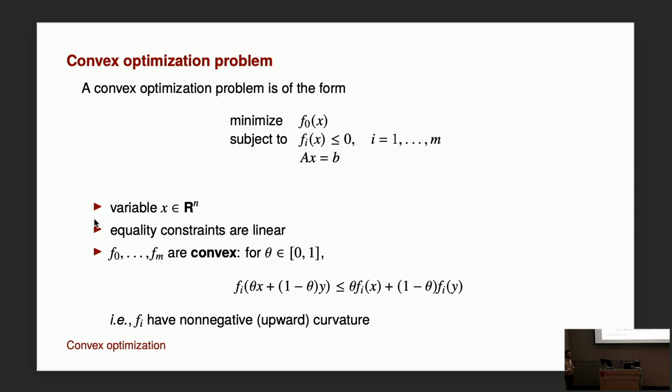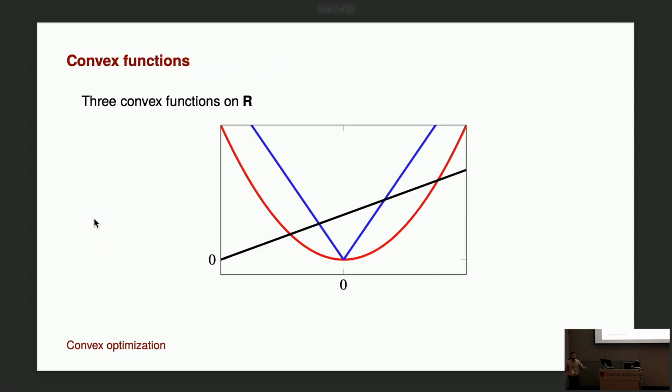We might say that all of our variables have to sum to 1. If we're investing in a portfolio, we have to make sure that we're putting all of our money into the market. So we'll have equality constraints ensuring that things sum up correctly. But for the inequalities and the objectives, we're going to let them be any convex function.